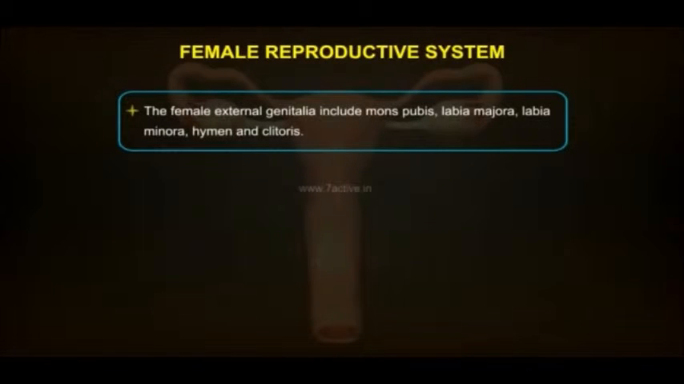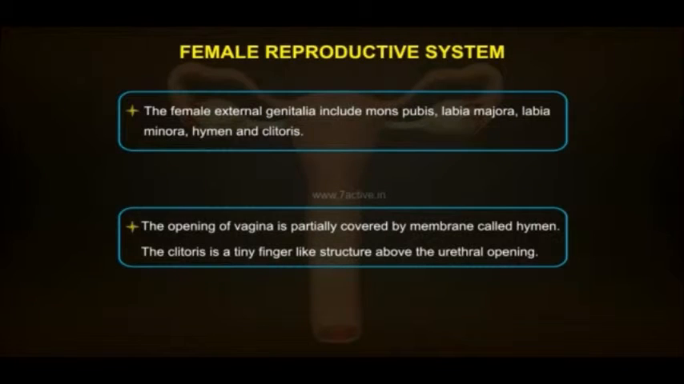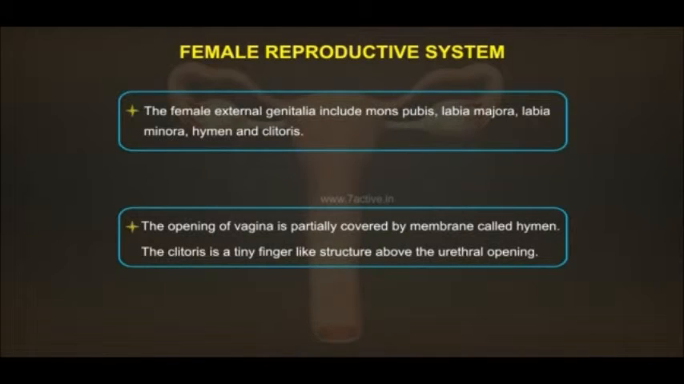The female external genitalia include the mons pubis, labia majora, labia minora, hymen, and clitoris. The opening of the vagina is partially covered by a membrane called the hymen. The clitoris is a tiny finger-like structure above the urethral opening.